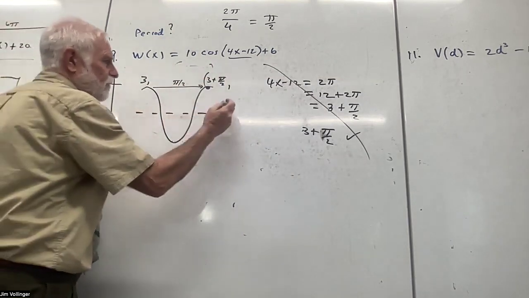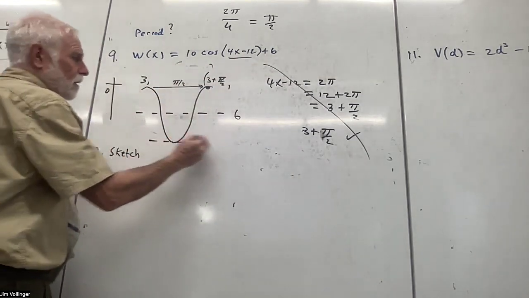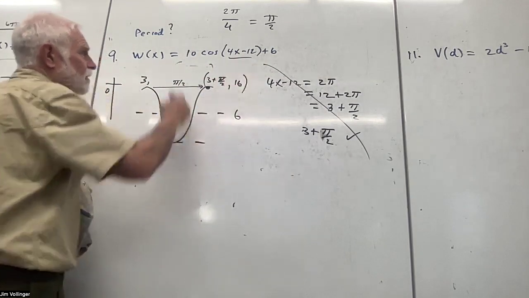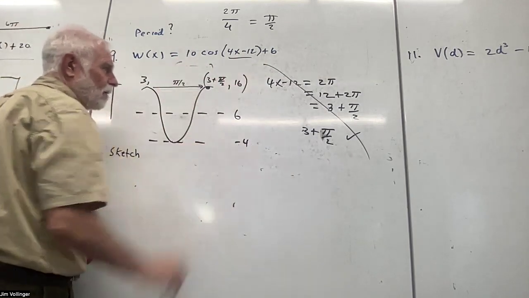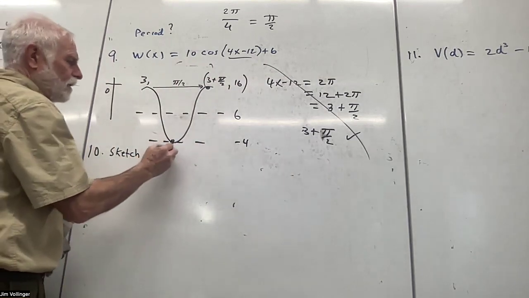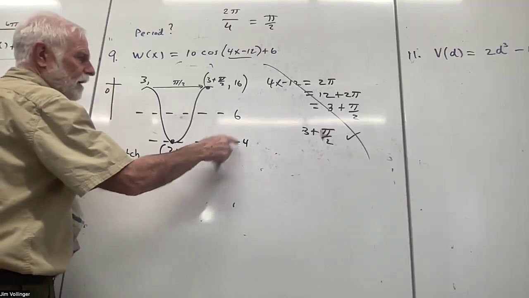And what's the midline of this one? 6. Might be different on your sheet. Up and down 10. So if I go up 10, I'm at 16. If I go down 10, I'm at -4. Oh, that's okay. So let's look at pi over 4 here. 3 plus pi over 4 should get me -4.